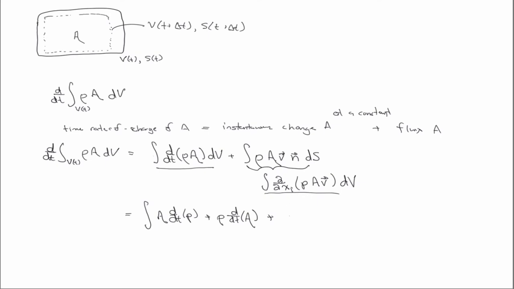Right? So if I do that, then I get A divergence of rho v plus rho v dot grad A. All right. And I'm just going to write this a little bit different. I'm not going to change the equation in any way, except I'm just going to do a little factoring.